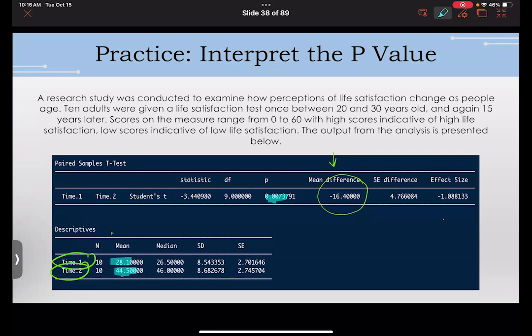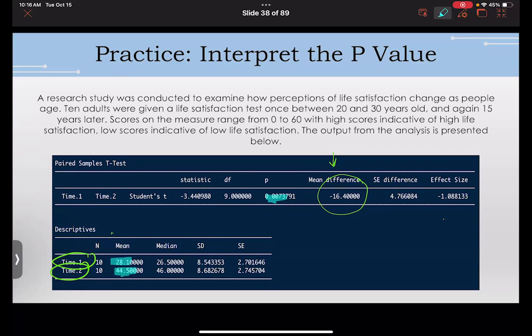How to interpret the p-value? Assuming perception of life satisfaction doesn't change as people get older, there's a 0.007 probability of getting a difference of 16.4 or something more extreme. Want to give me another one? Right. Assuming no change in life satisfaction based on age, the probability of finding a difference of 16.4 or more extreme is equal. How can we contextualize the difference a little more? Yeah. Talk about the increase, so the probability of finding an average life satisfaction score increase of 16.4 or more extreme between young and old.